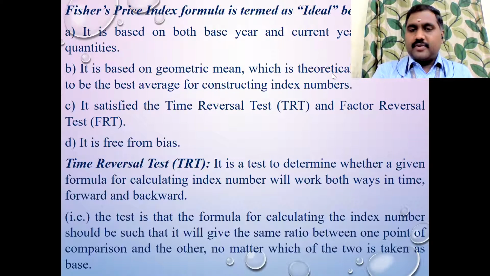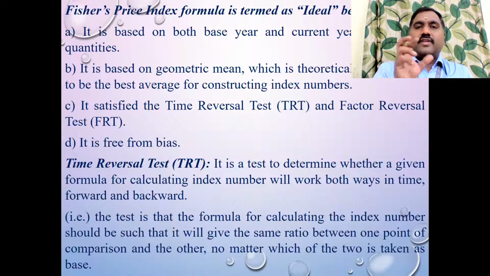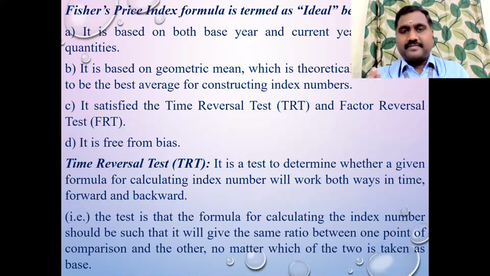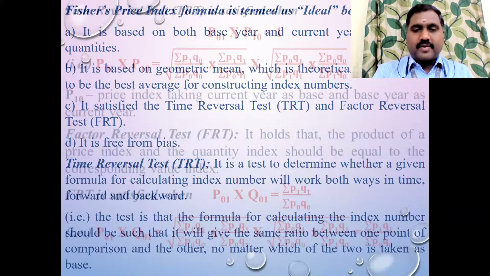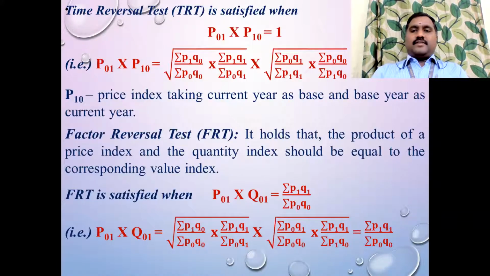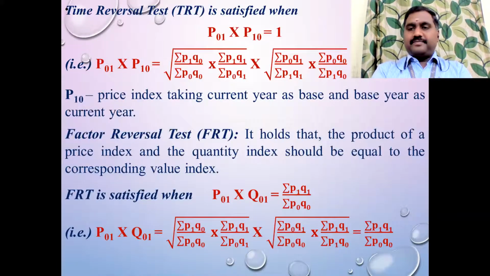You can note down the formula. You can put the heading TRT and FRT. Take down this TRT. It's a test to determine whether the data, by using the Fisher formula, can be verified and is applicable for both time periods. That means for both the base year as well as the current year. I will show the formula now. Please take down this formula.